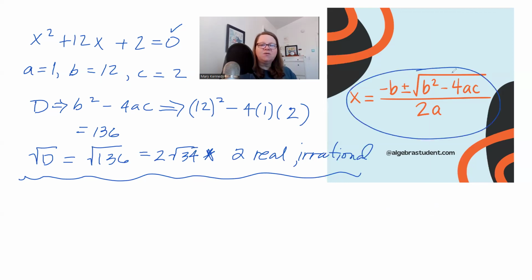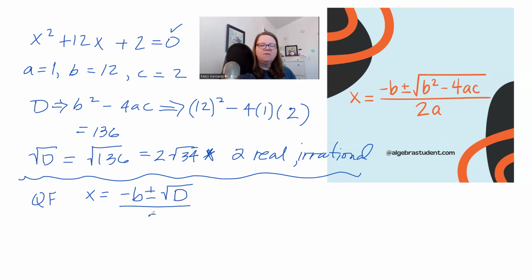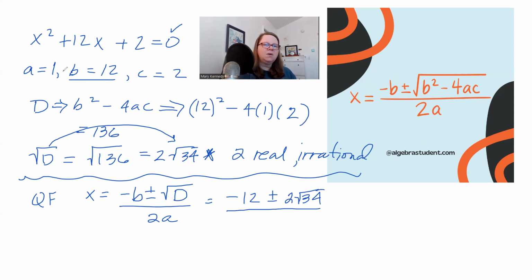So we're going to take this formula and simplify it because we already know all of that part underneath the square root. So the quadratic formula is going to be x equals negative b plus or minus the square root of the discriminant, which we already know, over 2a. So now we're just going to plug in negative b. B is 12. So negative 12 plus or minus, and we know the square root of the discriminant is 2 square root of 34. 2 square root 34 over 2a, and a was 1. So 2 times 1 is just 2.